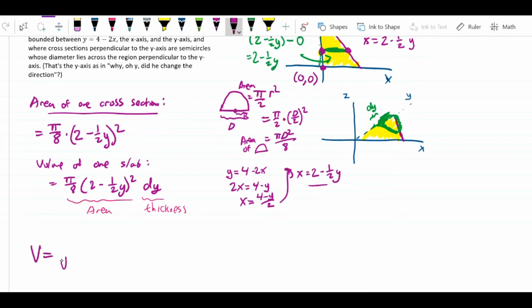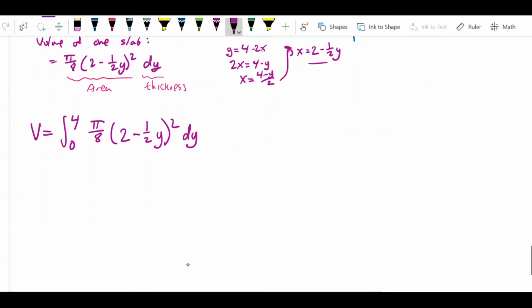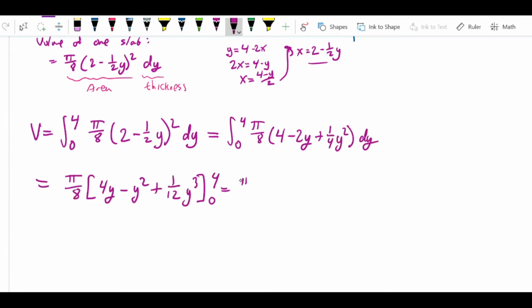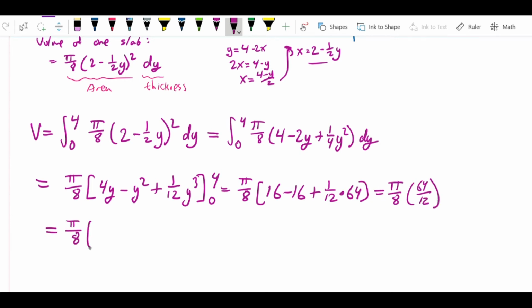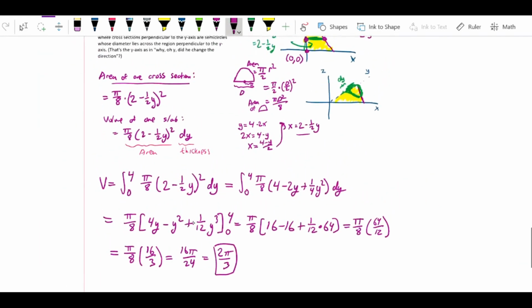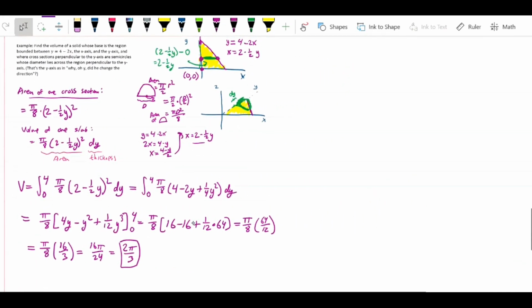That gives us an integral for the full volume of the solid: the integral from 0 to 4 of this expression for the area of one slab. And now I'm just going to zip through the algebra. And we see that the volume of this very strangely defined solid is 2 pi over 3.